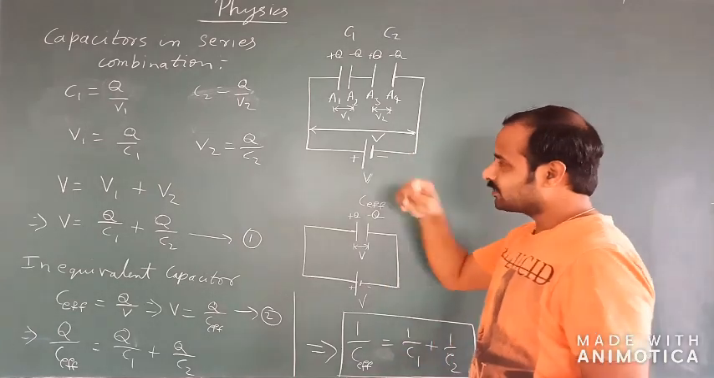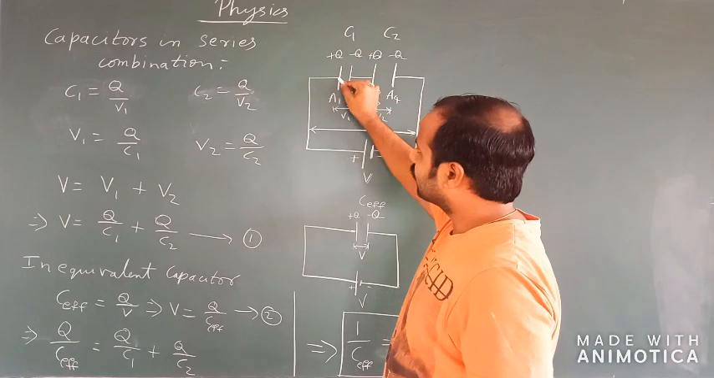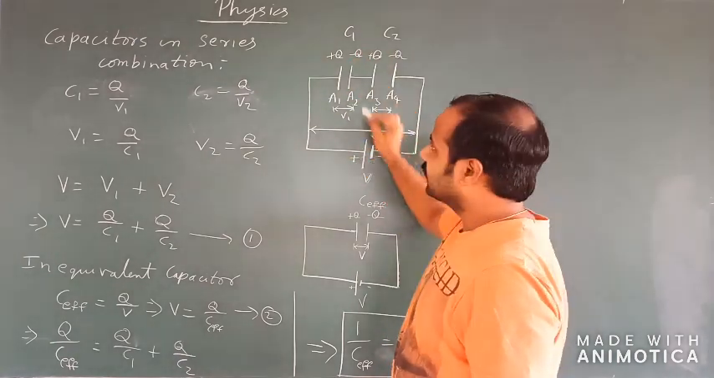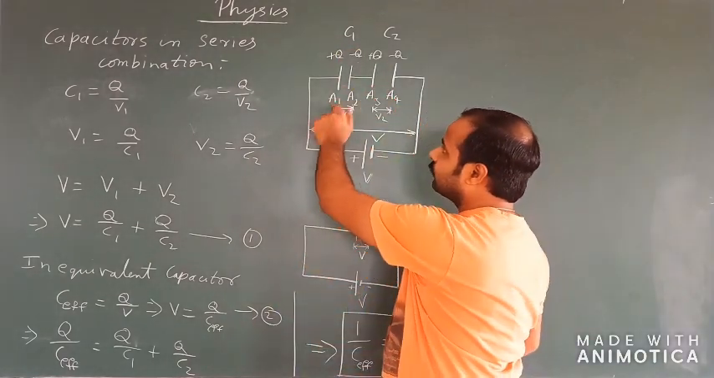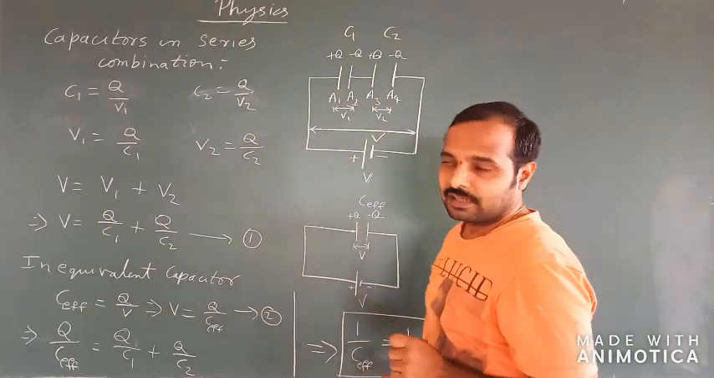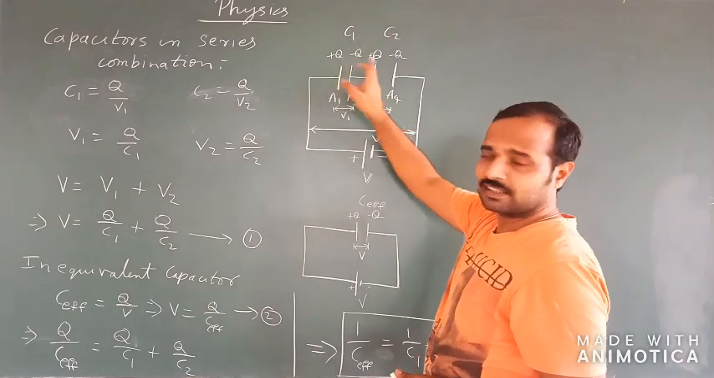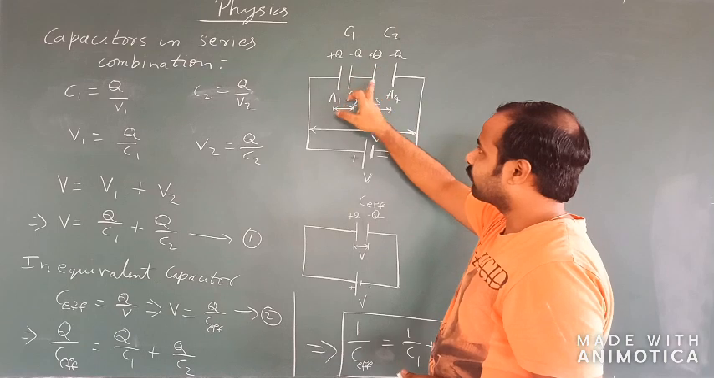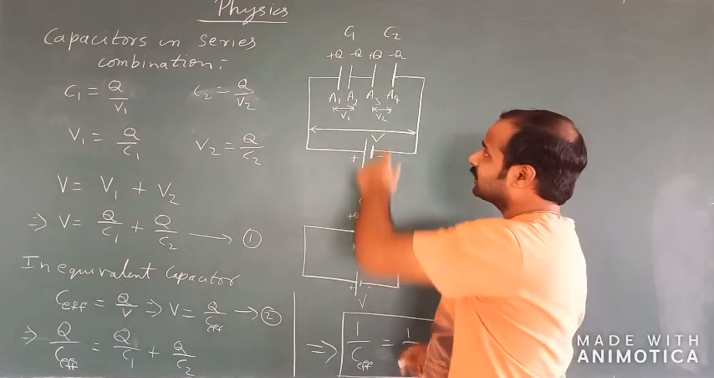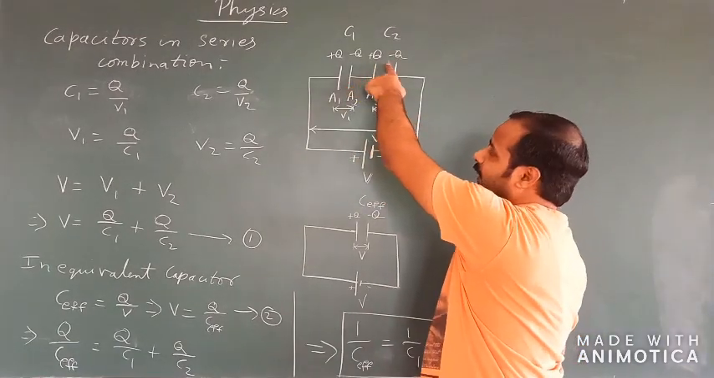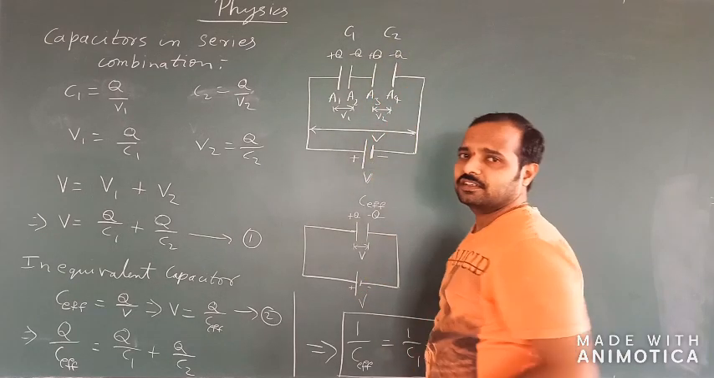Due to the connectivity of plate A1 of capacitor C1 with the positive terminal, a positive charge appears on it, and since there is a positive charge on plate A1, A2 becomes negative. Since A2 becomes negative, the charges have to come from the next plate, that is the A3 plate. So the charges are drawn from the A3 plate to the A2 plate, and hence A3 becomes positive. Since A4 is connected to the negative terminal, the A4 plate also has a negative charge.